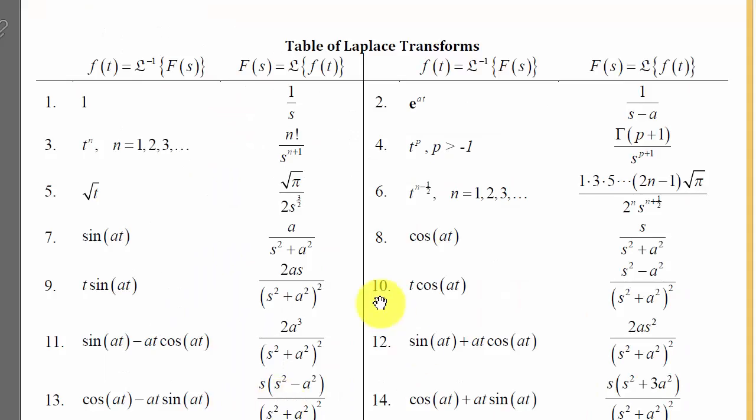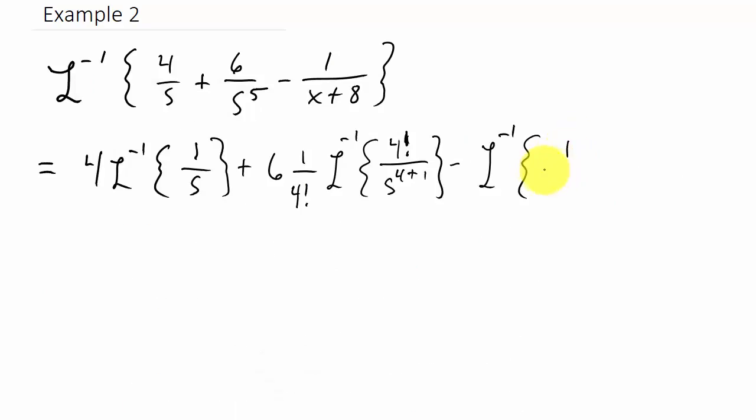So let's see what we have here. Well, we don't see an s plus 8 anywhere, but we do see an s minus a. So I'm going to rewrite s plus a as s minus negative a. And I wrote the problem wrong here. That should be an s. Alright, so now I have this in the form s minus a.